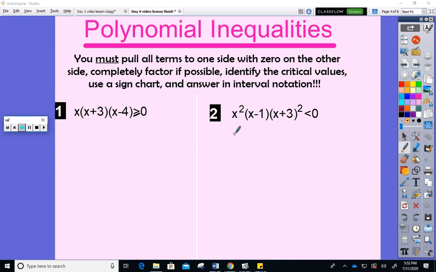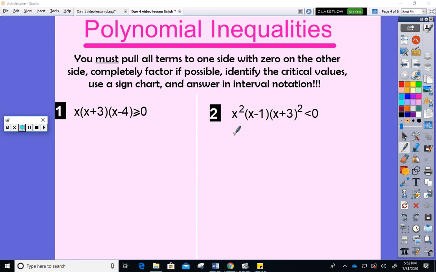All right, so now let's look at polynomial inequalities. Polynomial inequalities are of degree 2 or higher, so it might have an x squared, or an x to the third, or an x to the fourth, or higher term. If you look at number 1, can you see that if I multiplied that all out, there would be an x to the third term? So this is a cubic inequality.